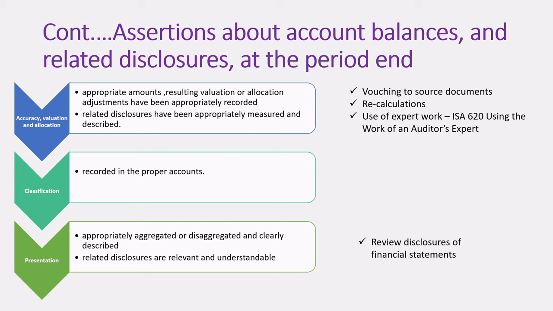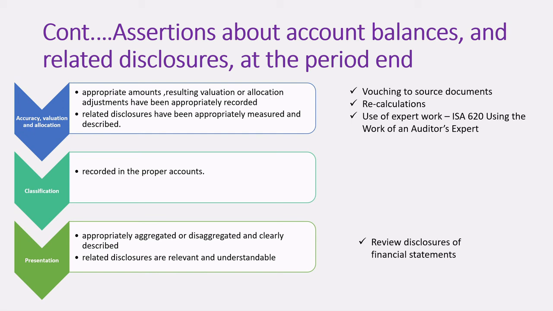And the next assertion is accuracy, valuation, and allocation. What this means is that the appropriate amounts resulting in valuation or allocation adjustments have been appropriately recorded, and if it's regarding disclosures, those have been appropriately measured and described. Again, we can do vouching, recalculations, and here if it's a complex calculation on valuation, you can use auditor's experts, or if management has used their experts, we can use their work as well. There are separate auditing standards on those topics that I'll cover in later videos.